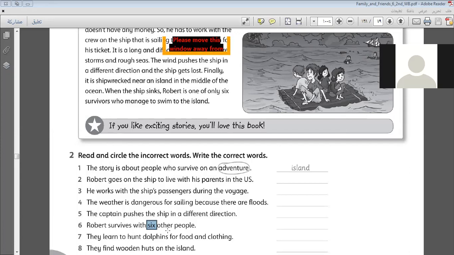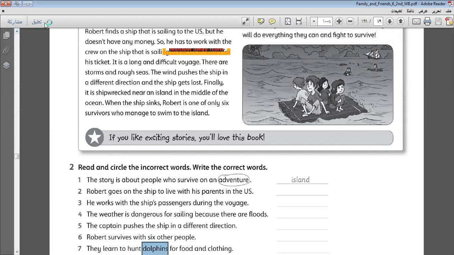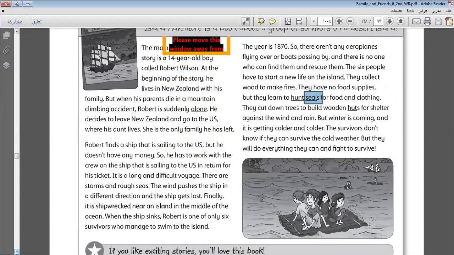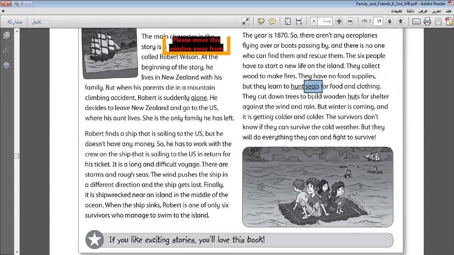They learn to hunt dolphins for food and clothing. Teacher, not dolphins. Okay, we replace dolphins with seals. Excellent, with seals. Thank you very much. So we replace dolphins with seals, as you can see. Here it is. This is seals. Number 7, seals. Replace it with dolphins. Seals, S-E-A, like you write C and add LS with it, seals.